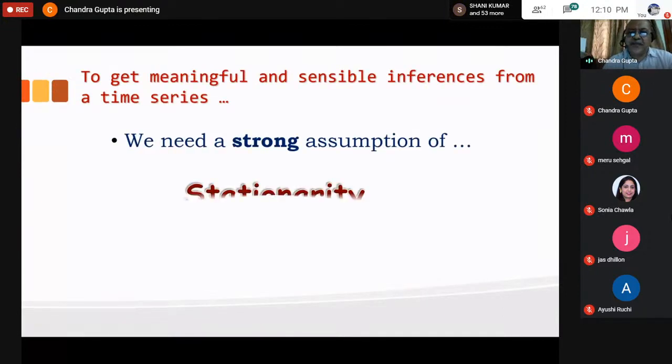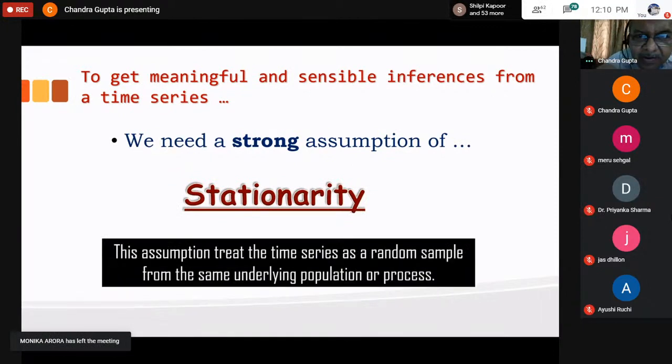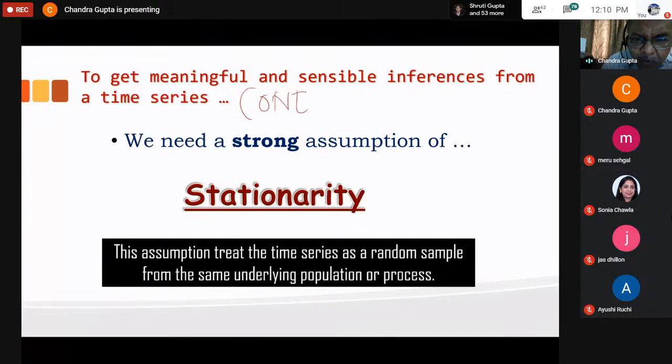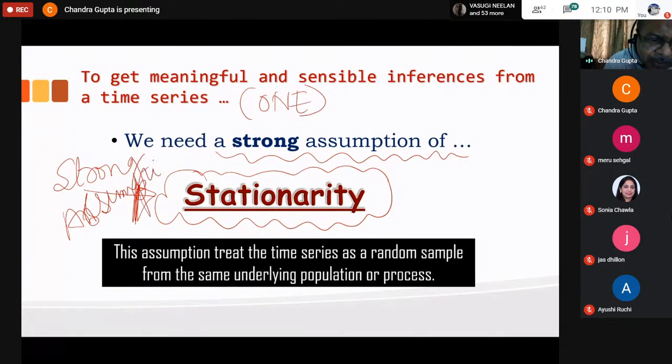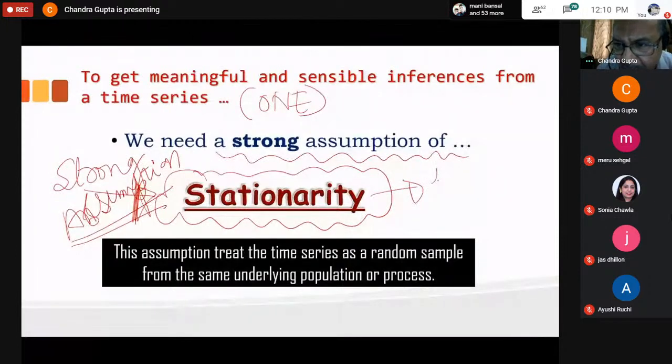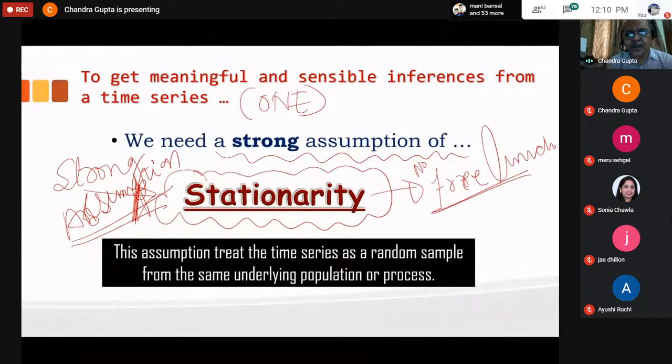To get meaningful and sensible inferences from a time series where we have one realization at a point of time, we have to have a very strong assumption, and that is of stationarity. It's a very, very strong assumption. And many times you may have to pay a price for this strong assumption. Nothing comes free, no free lunch. If you want to get meaningful results, we impose an assumption of stationarity, but that will come at a cost.